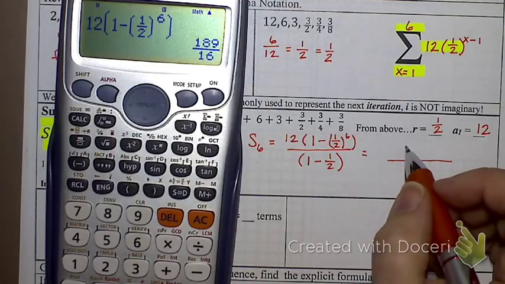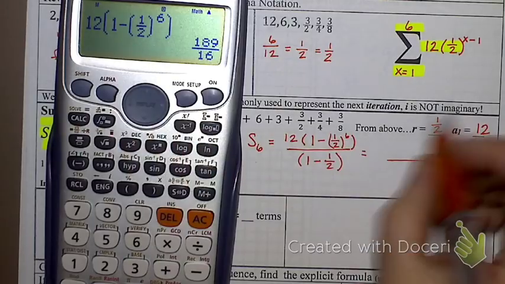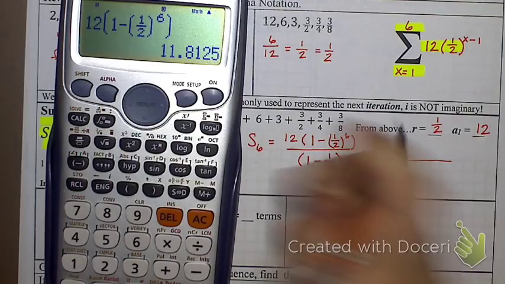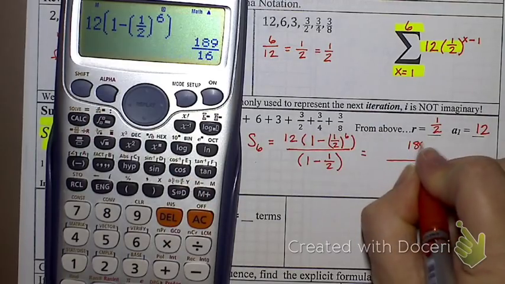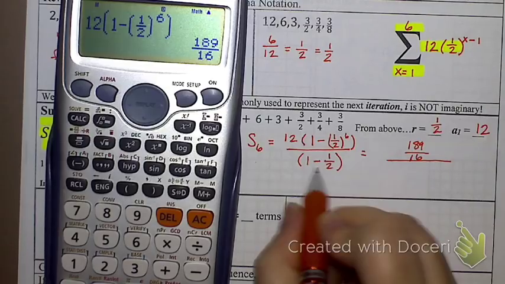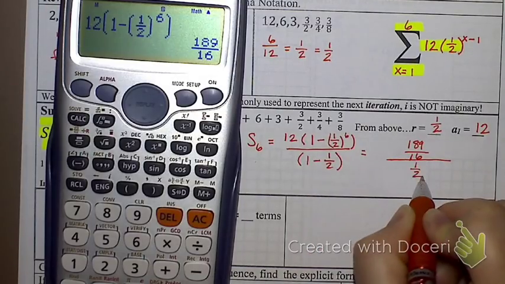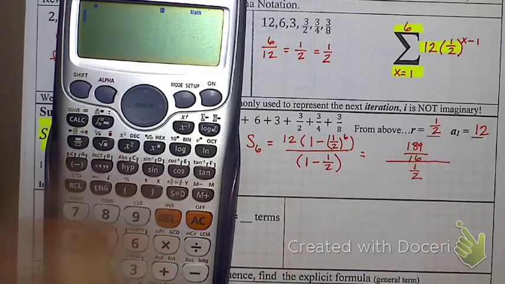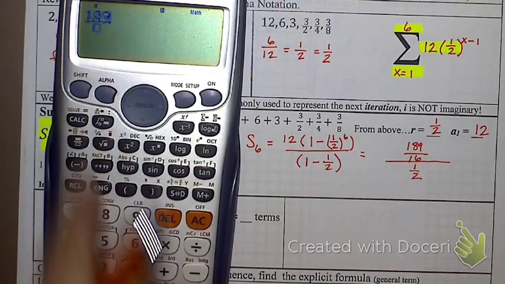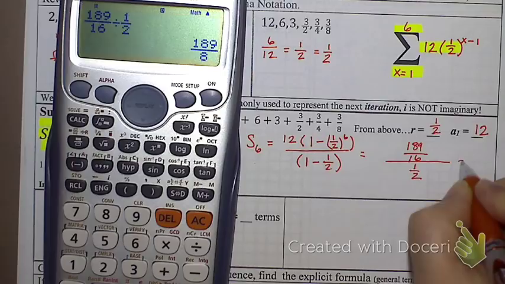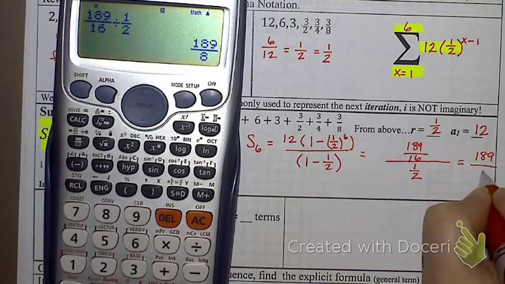Well, that's kind of ugly. What am I going to divide that by? If that's my whole numerator, can we go to decimal? Let's not go to decimal. 189 over 16. What am I dividing that by? 1 minus 1/2. What's 1 minus 1/2? A half, right? So, if I clear it out even, I could do 189 over 16 divided by 1/2. And I get 189 over 8.